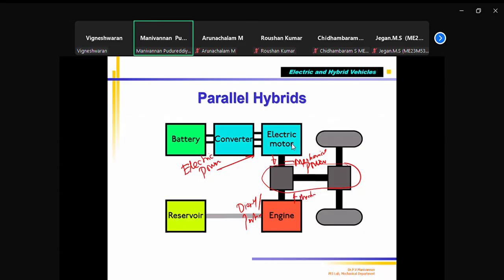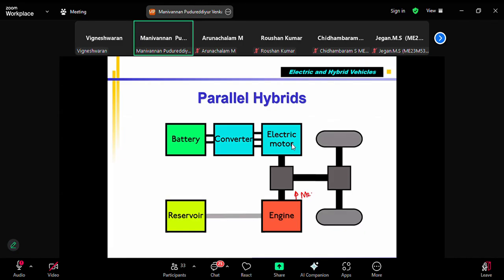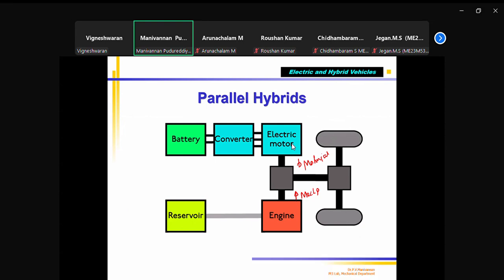Please note that you have both. The figure clearly shows that both are providing mechanical power. That means simultaneously both the engine and the electric motor can give power to drive the wheel. How it does so depends upon the situation. We are going to see the modes of driving of series hybrid and parallel hybrid in subsequent slides.